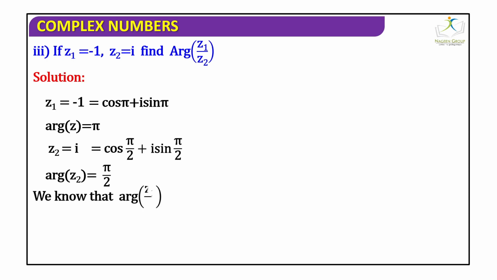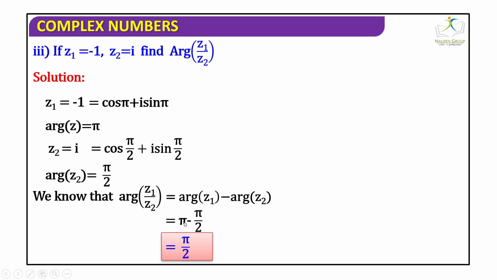Now we have argument of z1 divided by z2, which is equal to argument of z1 minus argument of z2. The value of argument of z1 is pi, and the value of argument of z2 is pi by 2. Now from here we have pi minus pi by 2; 180 minus 90 gives 90 degrees, which is pi by 2.